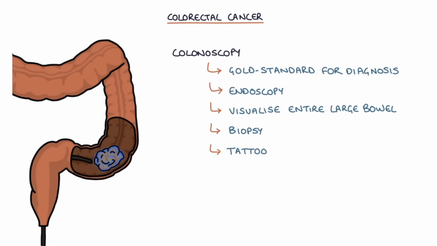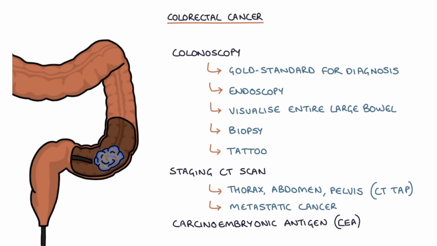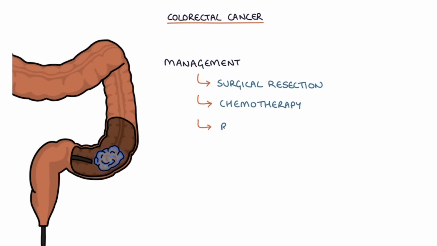Other investigations include a staging CT scan of the thorax, abdomen, and pelvis, or a CT TAP, to look for metastatic bowel cancer, and carcinoembryonic antigen, or CEA, is a tumor marker blood test for bowel cancer. Options for managing bowel cancer are surgical resection, chemotherapy, radiotherapy, and palliative care when appropriate.